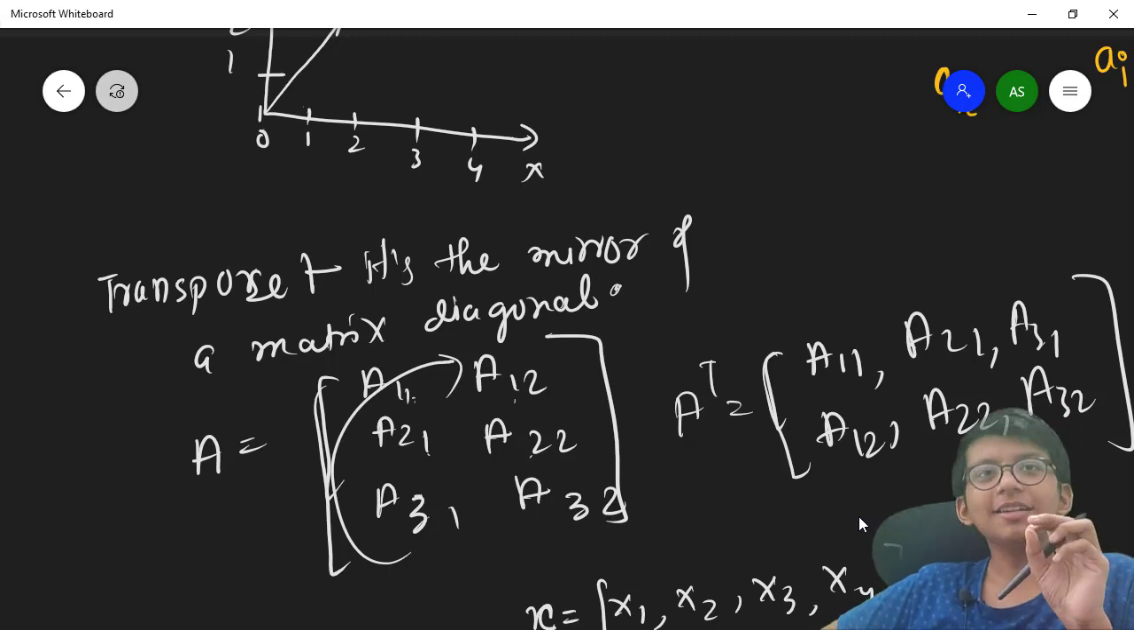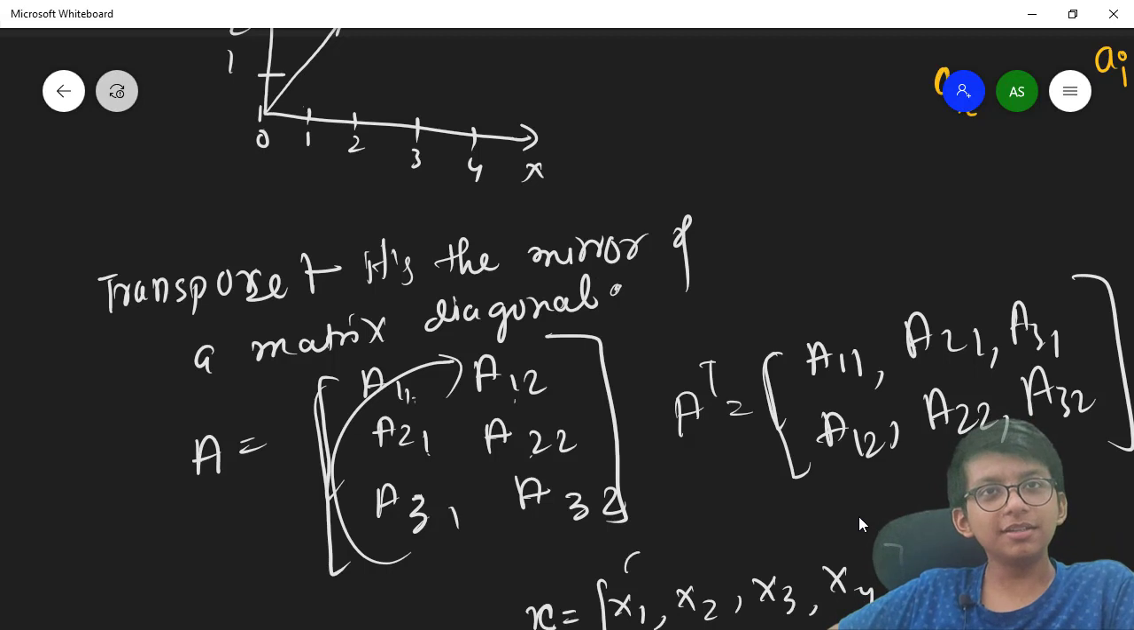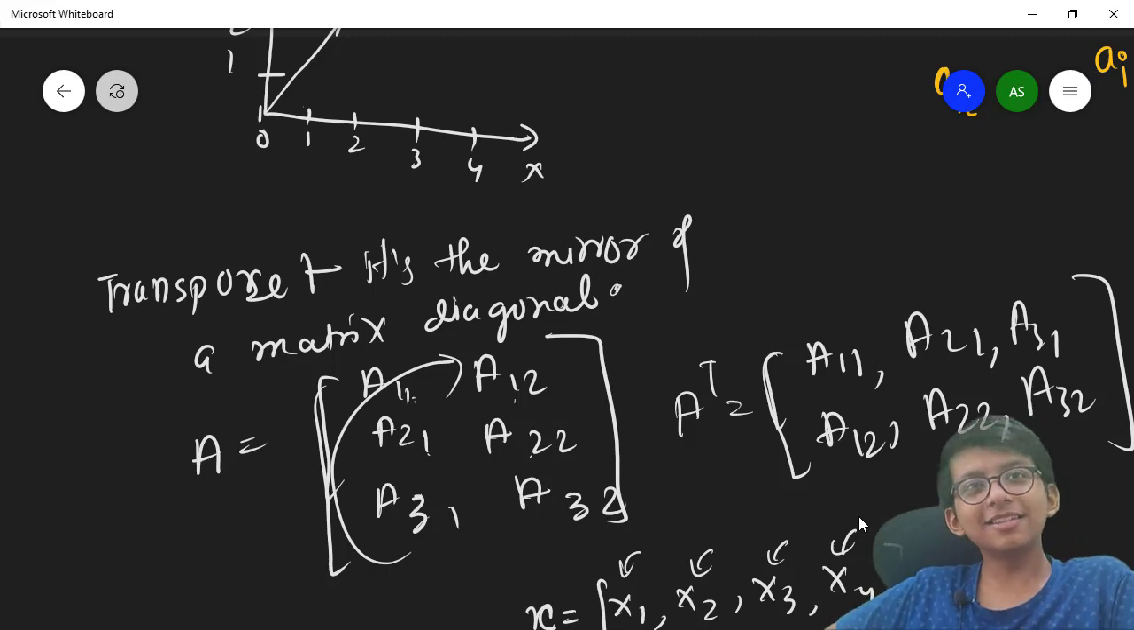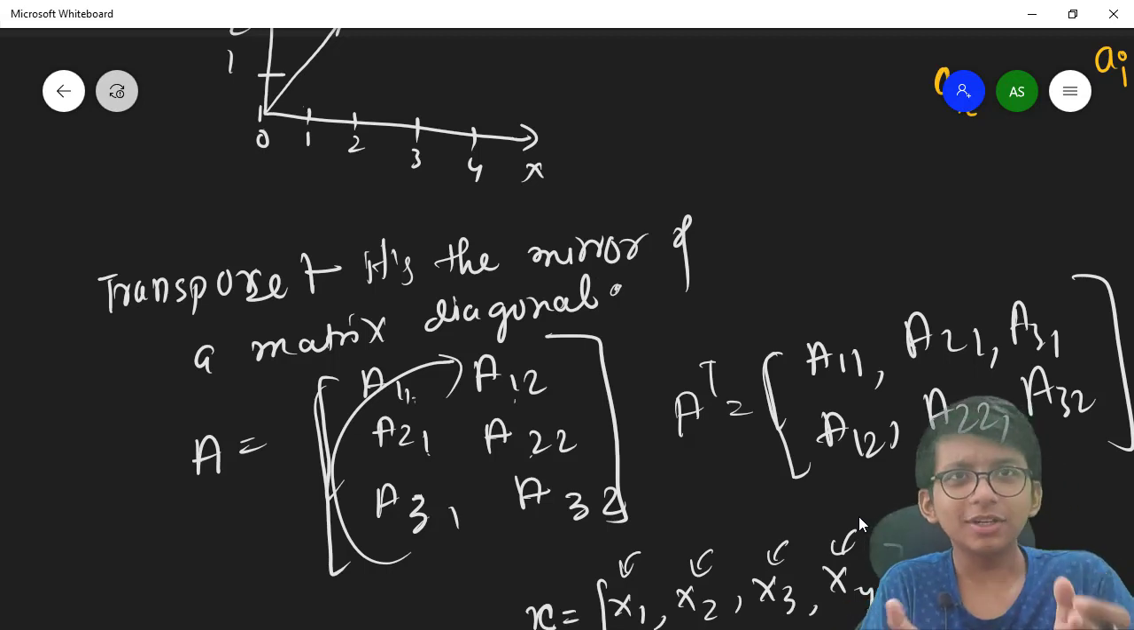I have written x1, x2, and just assume that these are the elements of a vector. And is this a vector or a matrix? It is a matrix. But how is it a matrix?